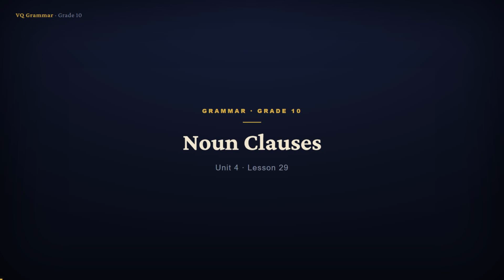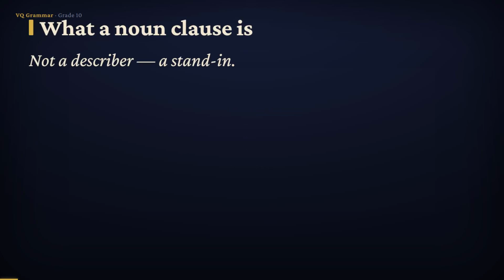This is Unit 4, Lesson 29, and today we finish the family of subordinate clauses with the noun clause. We've had a clause that describes a noun and a clause that describes a verb. Today we get a clause that describes nothing at all, because instead of pointing at a noun, it simply becomes one. Let's dig in. Let's start with what this thing actually is.